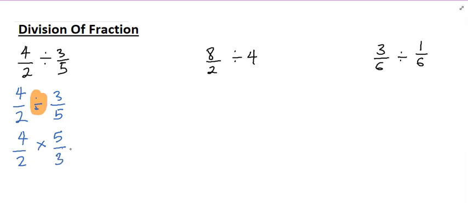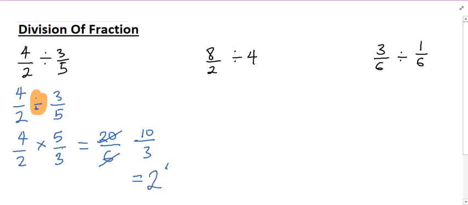Okay, so once you do that, you continue. 4 times 5 is 20. 3 times 2 is 6. 2 can go, right? 2 here is 10, and 2 here is 3. So this is an improper fraction. Let's convert to a mixed fraction. 10 divided by 3 is going to give us 3 whole number and 1 over 3, right? 3 times 3 is 9, 9 plus 1 is 10. So that's correct.